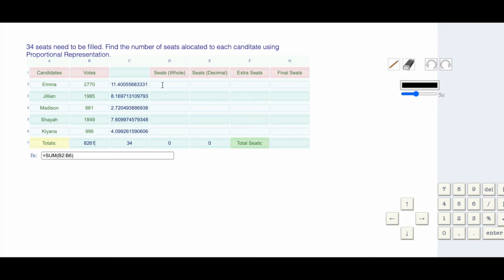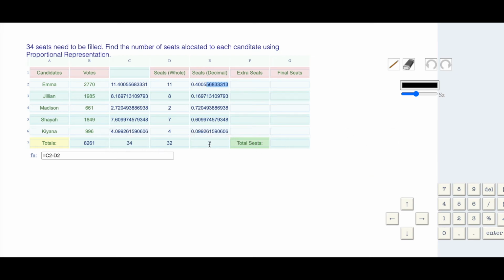Then we want to see what the whole number is. So we're going to use the floor function. So equals floor. Just chops off the decimal. So the 11.4 becomes 11. The 8.16 becomes 8. So it's not rounding it, it's just chopping off the decimals. If we're rounding the 7.6, it would round up to 8, but it's just chopping off the decimals. It's 7 is the whole number. The decimal number is the floating point number. Take away the whole number and then fill that down.